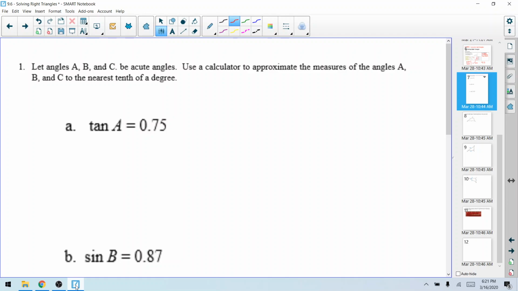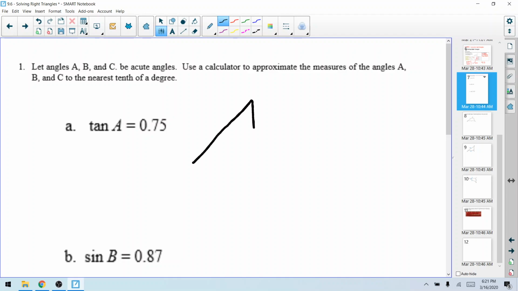9.6, example 1. Let angles A, B, and C be acute angles. Use a calculator to approximate the measures of the angles A, B, and C to the nearest tenth of a degree. So first of all, before we get our calculator out for letter A, I want to take a look at what this is actually talking about.